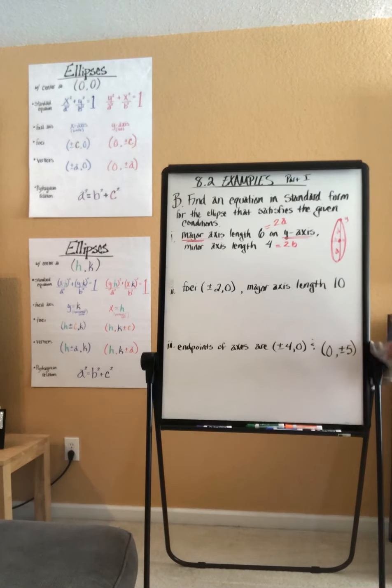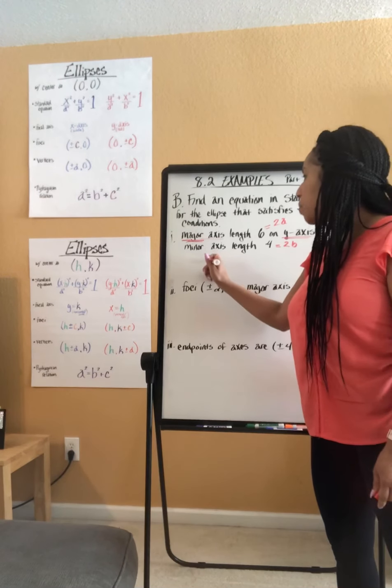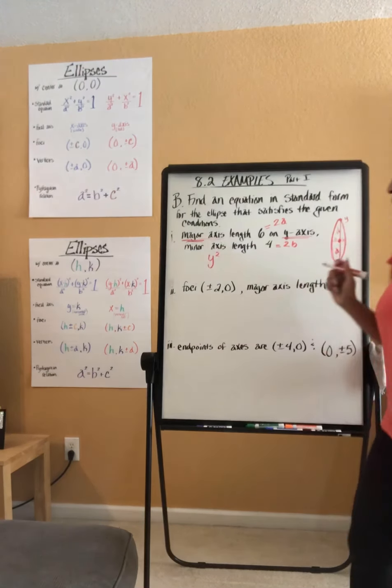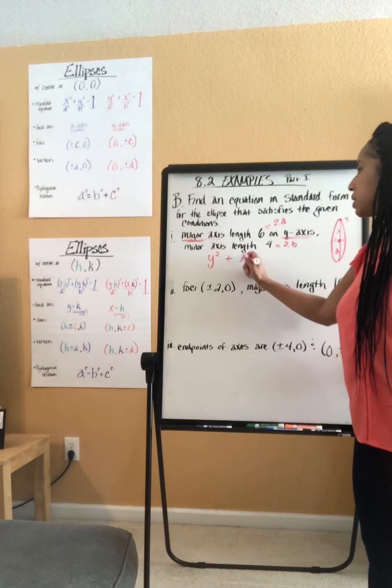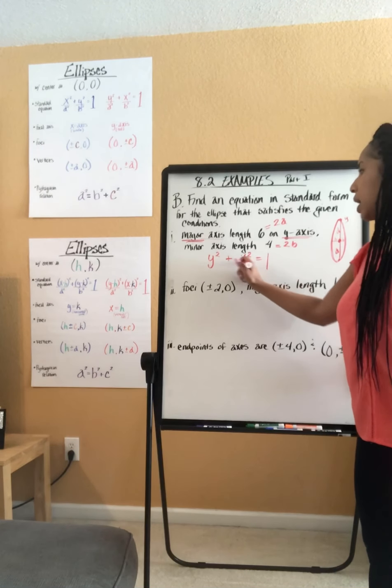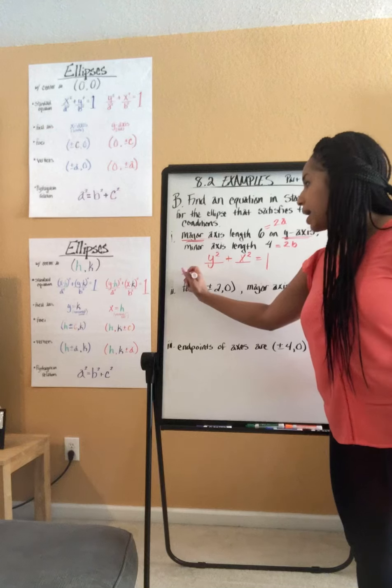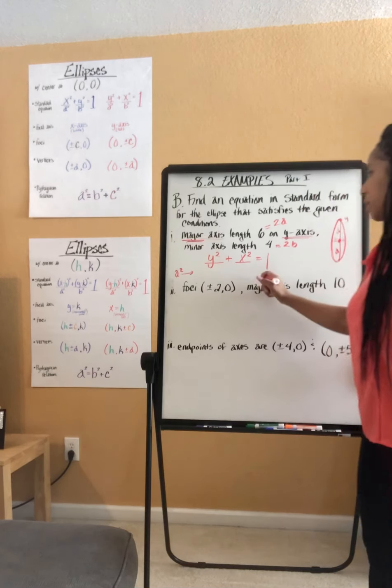What's important here is that the major axis is on the y-axis. That lets me know that I start with a y squared. Okay? So it's y squared plus x squared equals 1. And down at the bottom, I just need to fill in my a squared and then my b squared.